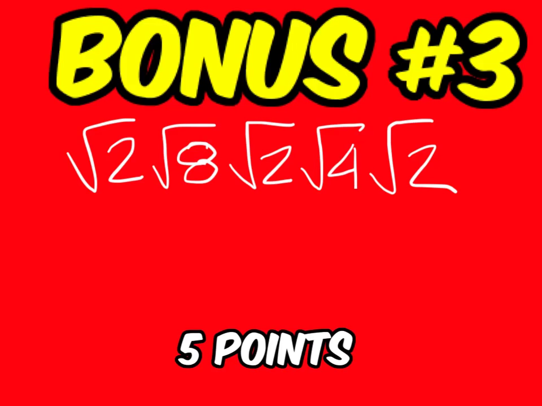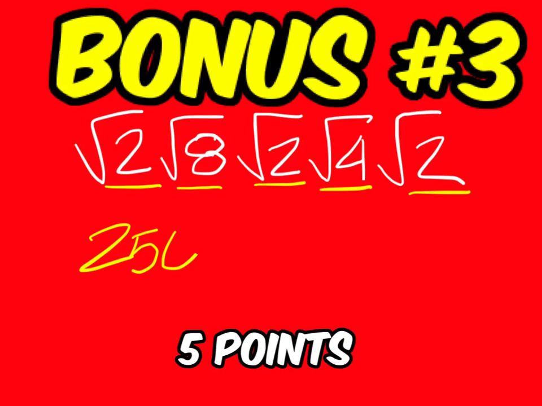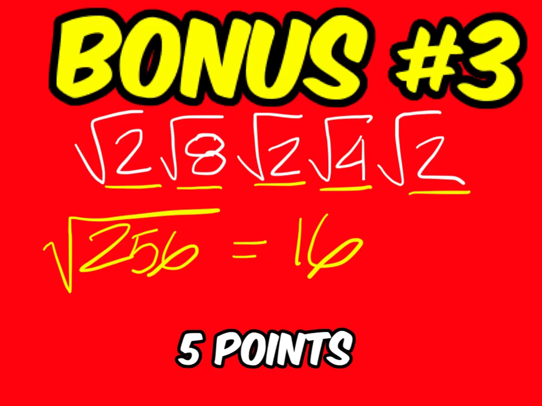Here's another way to do it. This is how Lawhorn did it. If you do 2 times 8 is 16, times 2 is 32, times 2 is 64, times 4 is 256. Remember, that's a square root. The square root of 256 is 16.